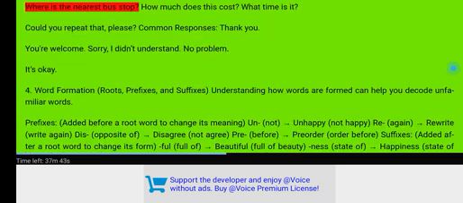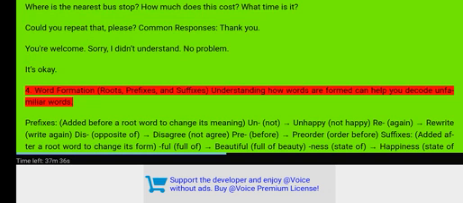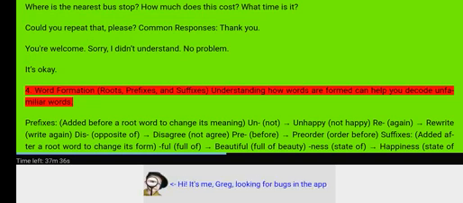Asking for help or information. Can you help me? Where is the nearest bus stop? How much does this cost? What time is it? Could you repeat that, please? Common responses. Thank you. You're welcome. Sorry, I didn't understand. No problem. It's okay. 4. Word formation: roots, prefixes, and suffixes. Understanding how words are formed can help you decode unfamiliar words.